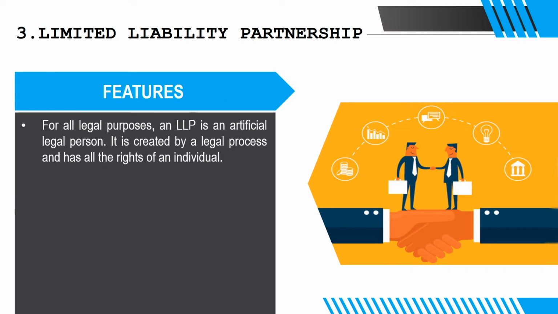Now, let us talk of some of the features of the LLP. For all legal purposes, an LLP is an artificial legal person. It is created by a legal process and has all the rights of an individual. Every LLP must have at least 2 partners. At any time, at least one designated partner should be a resident in India. There is no maximum limit on the number of partners.